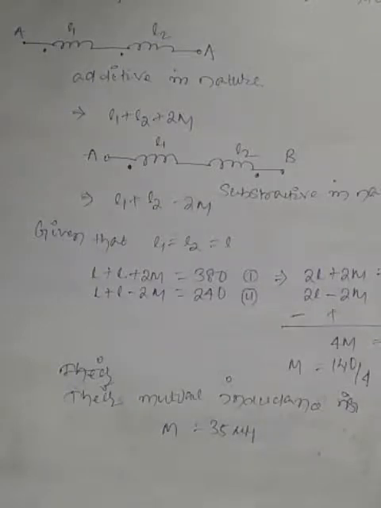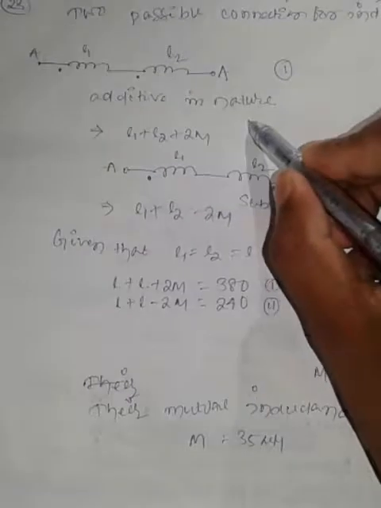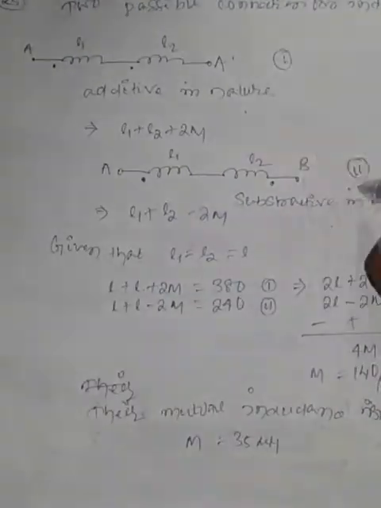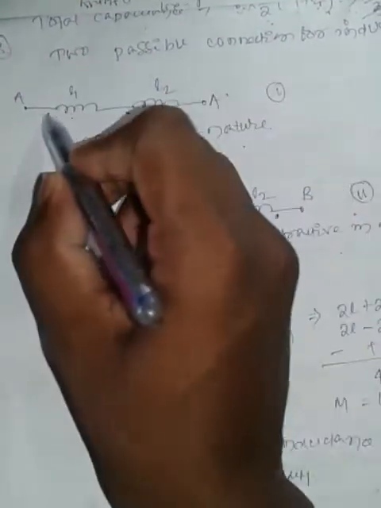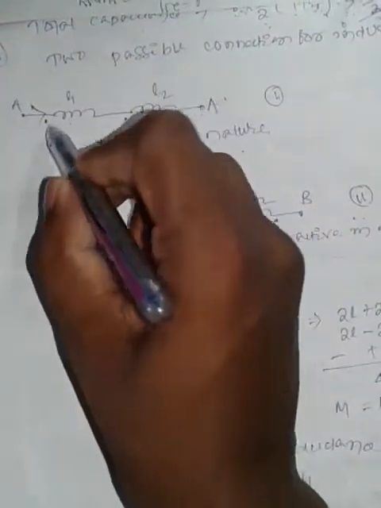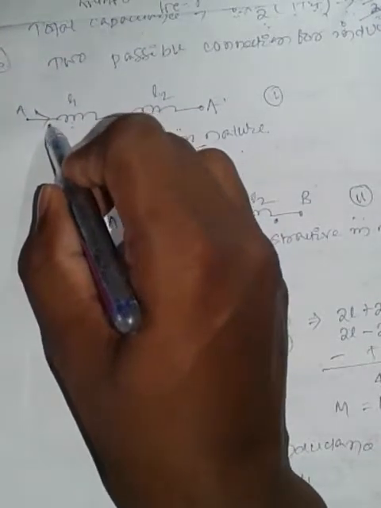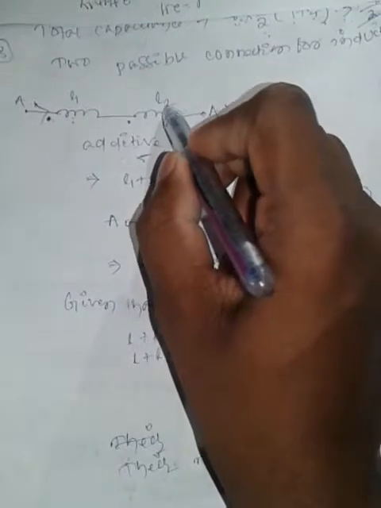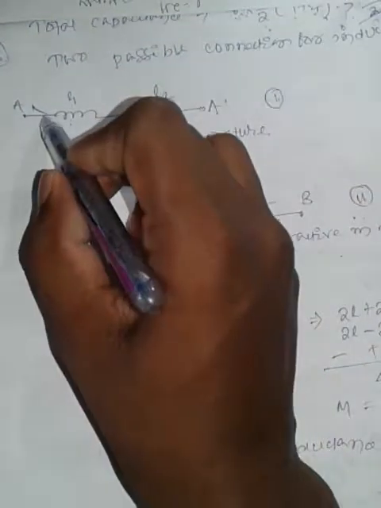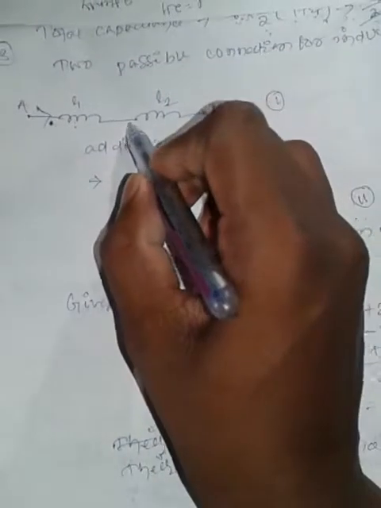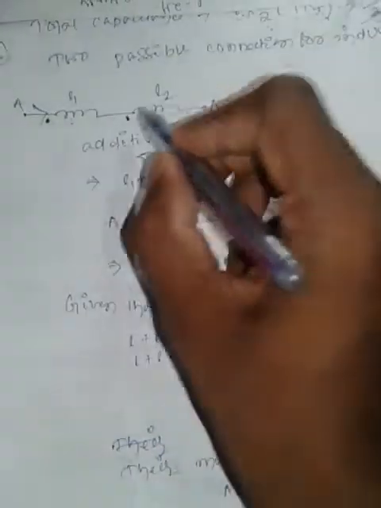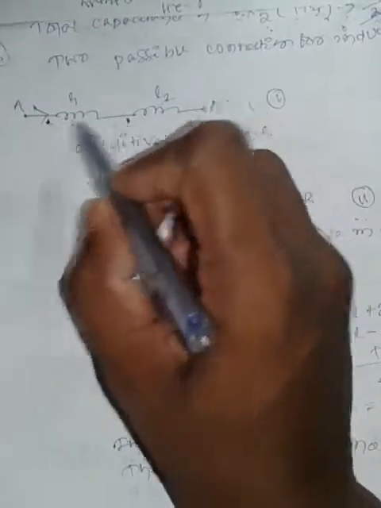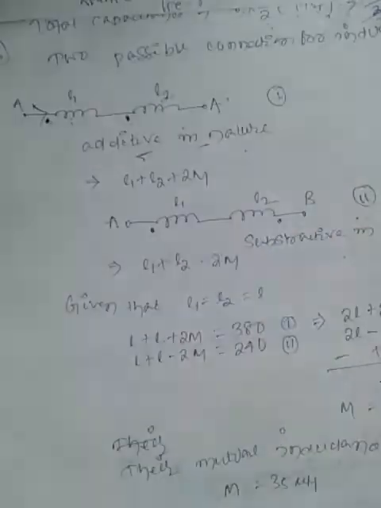For inductors, there are two possible series connections. When inductors are connected in series, there are two possible values. The first case is additive in nature. Additive means this is inductor 1 and this is inductor 2. When current flows from here, it enters the dot. In inductor 2 also, the entering point is a dot. So in L1 the entering point is a dot, and in L2 the entering point is also a dot. Both dots are at the starting point of the inductors, so it is additive in nature.